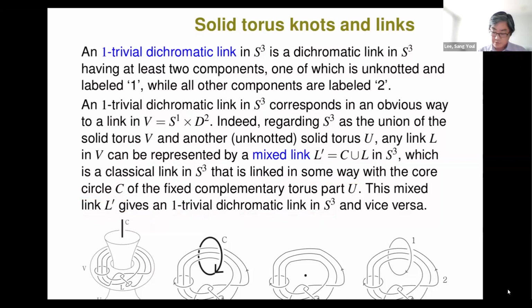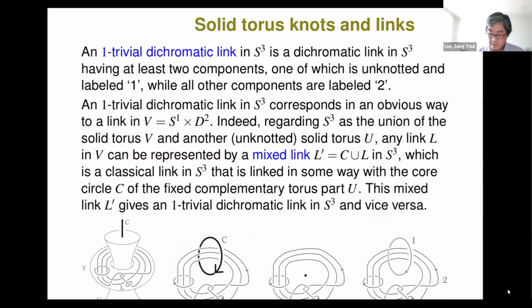Actually, this picture shows this correspondence. This C comes from the core of the solid torus, and this is our link in the solid torus. Okay, so this is a mixed link, and if we change the core C to the unknotted component and give it label 1, and all the other components, actually the solid torus link L, have the label 2, then we can obtain this one-trivial dichromatic link from this mixed link, and vice versa. You can easily see the converse.